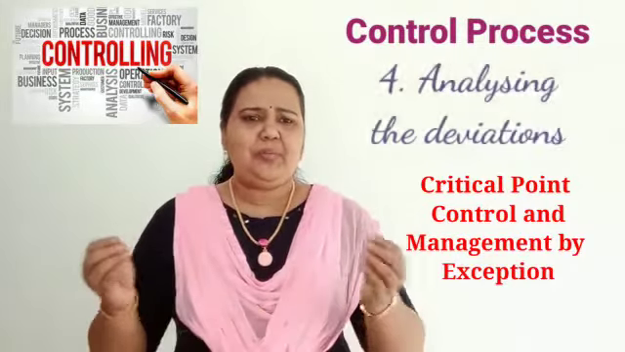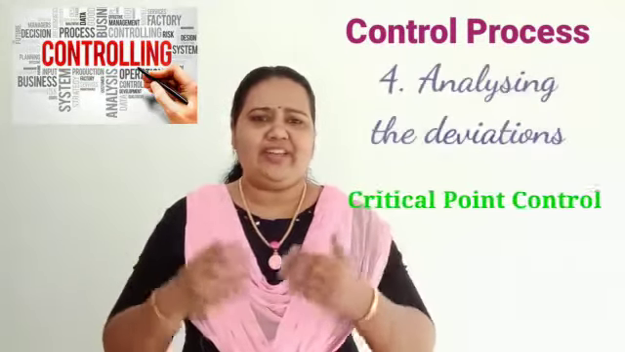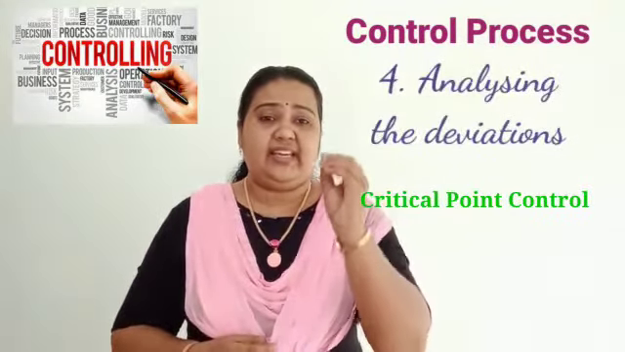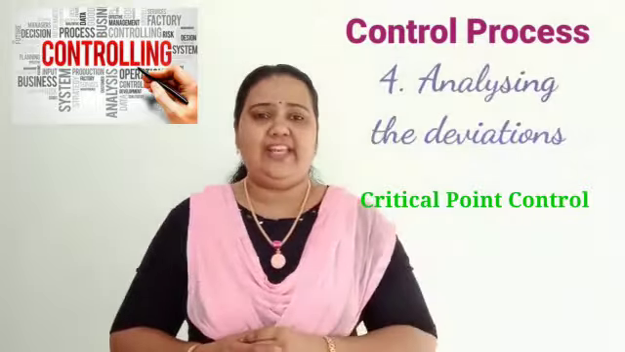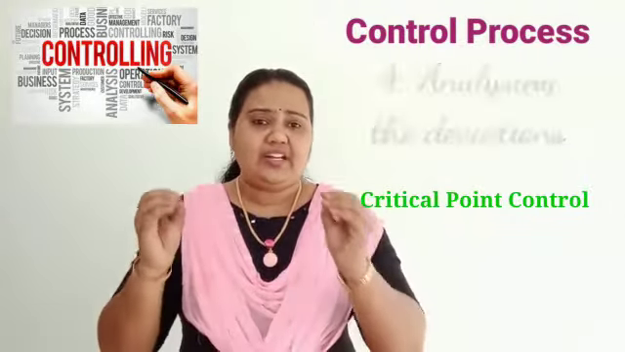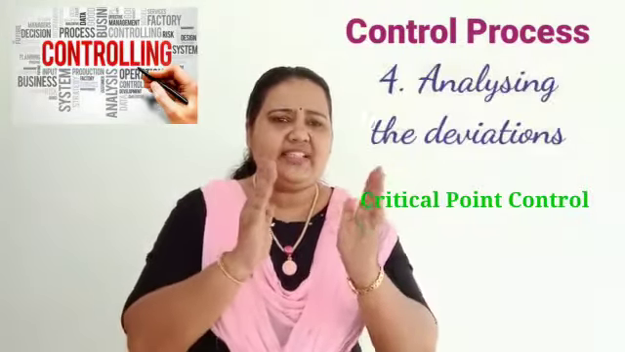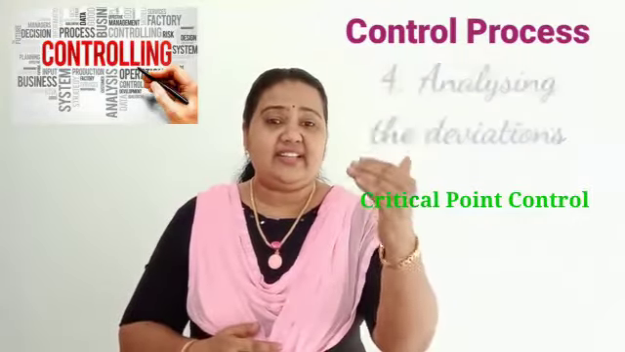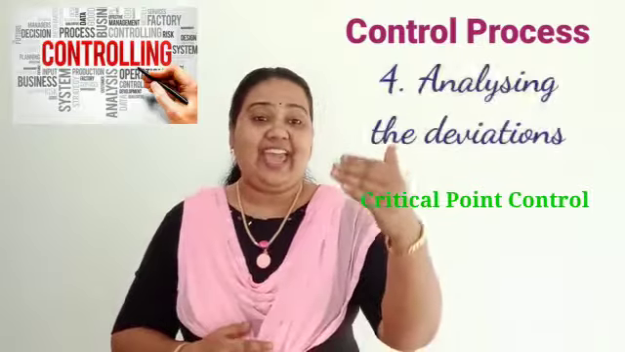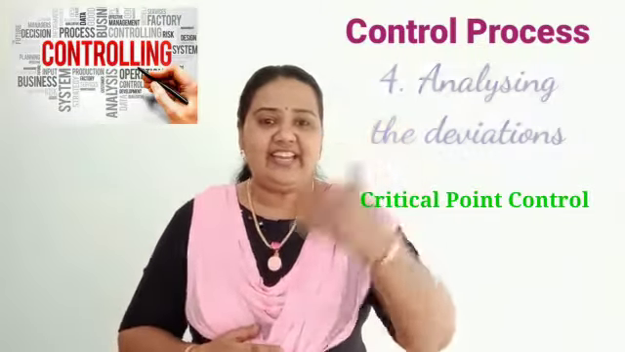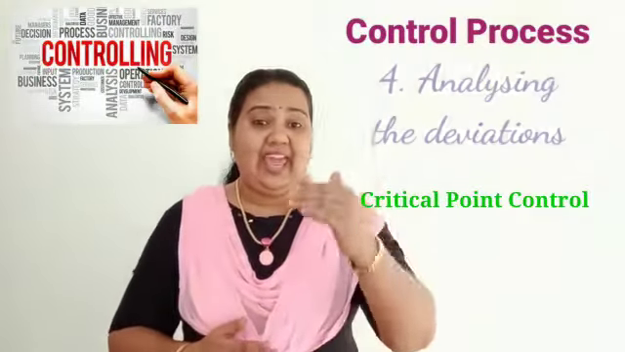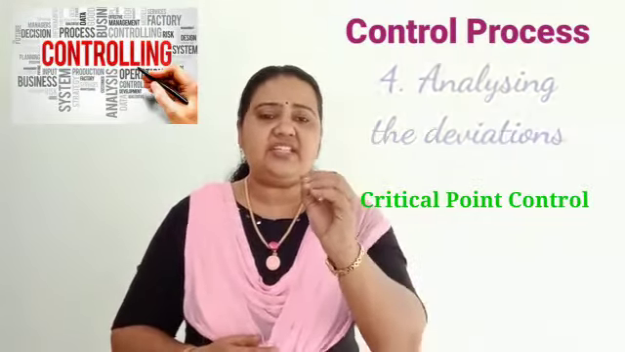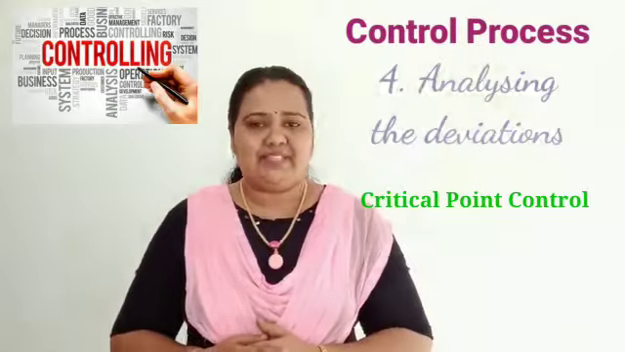Now you may be thinking, what is critical point control, right? Since it is not easy to check each and every activity in an organization, the control should focus on key result areas, that is important areas, which act as the critical points, termed as KRA, key result areas. KRAs or key result areas are very essential for the success of the business.